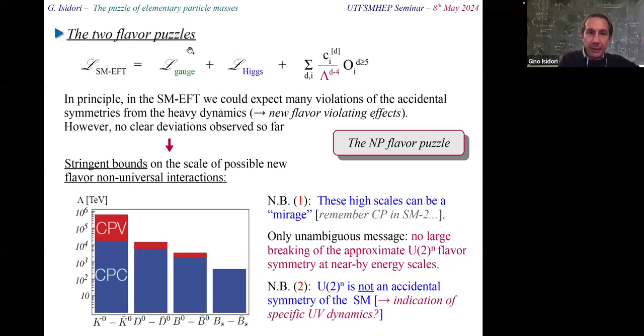And what is peculiar is that this U(2) actually is not a natural accidental symmetry of the standard model. Okay, actually, in the gauge sector, we have U(3). So why do we have U(2)? We have to see where this comes from. It can be an indication of how we have to complete the standard model. That is the important message we have to address.